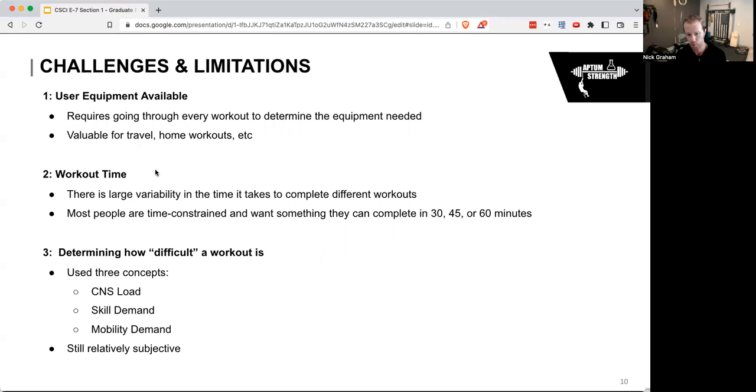Then the third piece that I think is very difficult is determining how, quote, difficult a workout is. And I chose to use 3 concepts to approximate difficulty: CNS load, skill demand, and mobility demand. But these are still relatively subjective. I don't know how accurately they really capture how difficult a given workout is. I don't know if there's a more objective standard that could be applied, but this is something that I don't feel I addressed terribly well in this program so far.